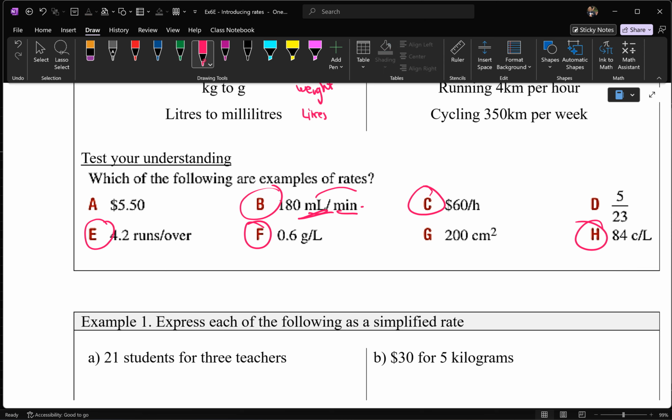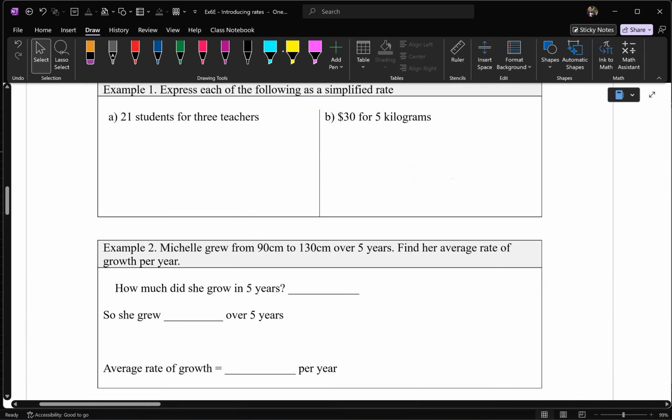Okay, so anything that involves two quantities, whereas you can see A is just one quantity. It's dollars. This is area. And this is just a value. So D, G, and A are ratios, or not really ratios, just a quantity, whilst B, C, E, F, and H are clearly rates. Okay? And then you move on to example 1.